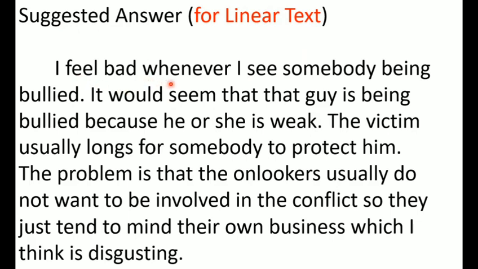I feel bad whenever I see somebody being bullied. It would seem that that guy is being bullied because he or she is weak. Now, the victim usually longs for somebody to protect him. The problem is that the onlookers usually do not want to be involved in the conflict, so they just tend to mind their own business, which I think is disgusting.